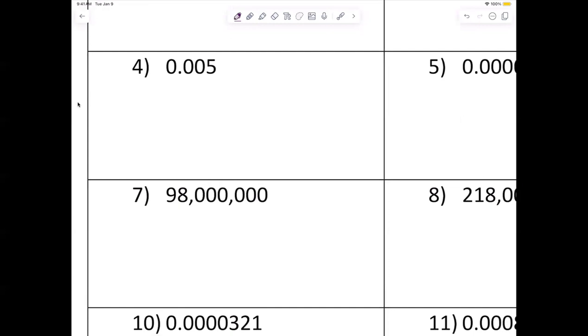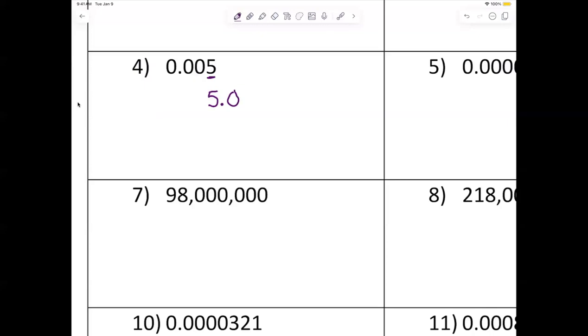Now, does everybody understand 5 is not 0, correct? So it has to go after the first non-zero digit. 5 is the first non-zero digit. Do we agree? So the decimal goes 5.0. Now, do I technically have to put the 0? No, but I'm just showing you.